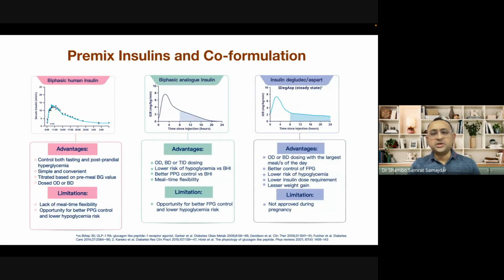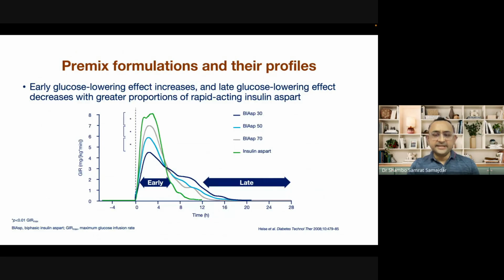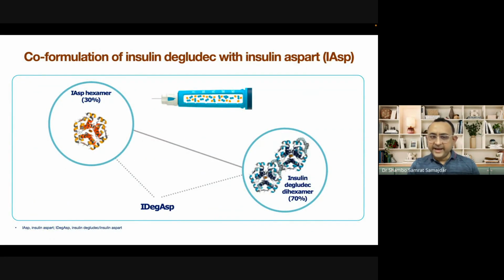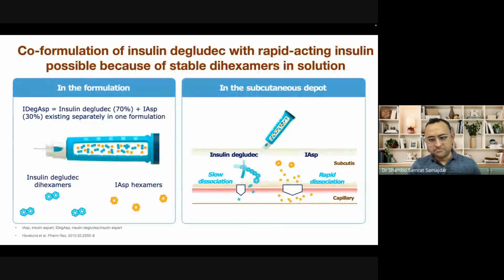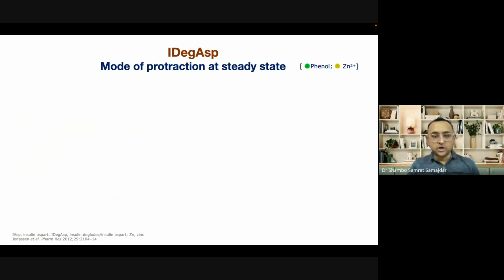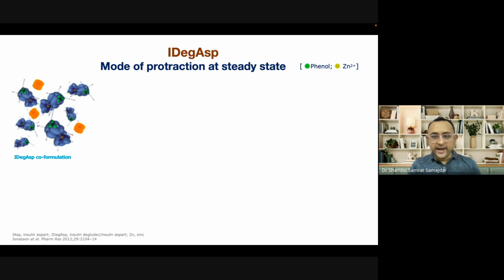IDegAsp, we will talk about the co-formulation a little bit. This is IDegAsp, the co-formulation which has one component of degludec and the other component aspart. Co-formulation of insulin degludec with rapid acting insulin is possible because of stable dihexamers in solution. That is why one molecule, degludec, will have slow dissociation and aspart will have rapid dissociation, a quicker absorption profile. This is the mode of protraction at steady state.